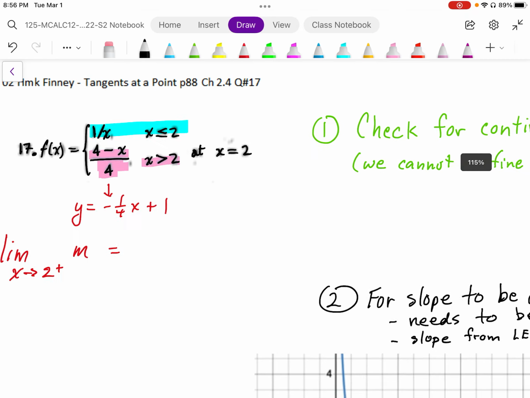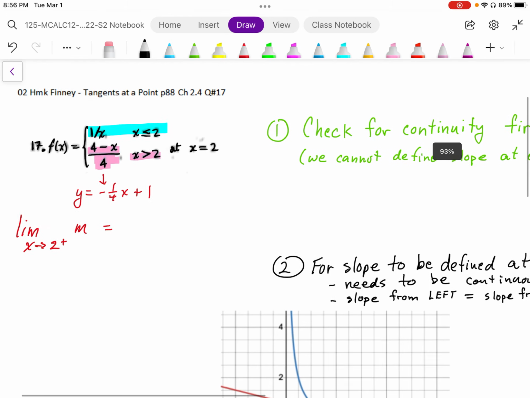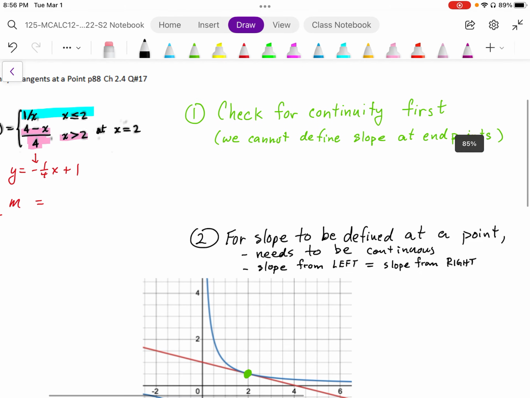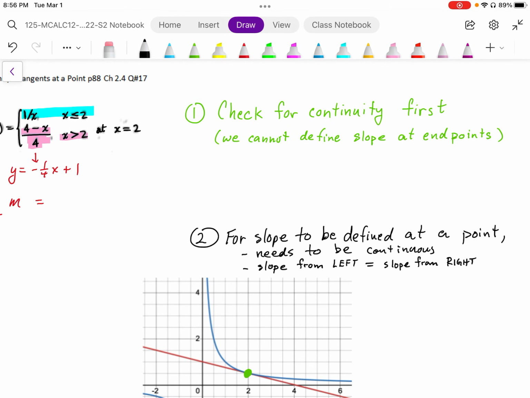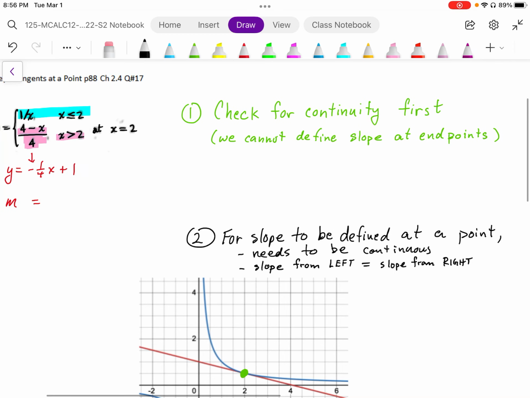Well, the first thing I have to do is actually check for continuity. Okay, so I've written that down here. We have to always check for continuity first, because if it's discontinuous, we cannot define slope at that point. So I'm going to do that. I'm just going to check for continuity.